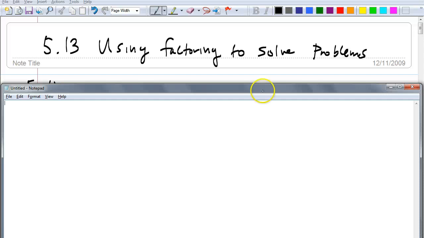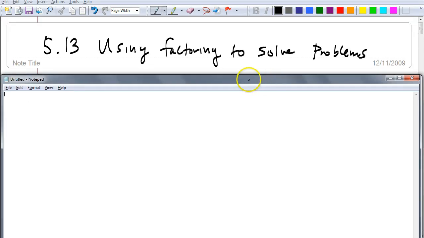Okay, so we're on 5.13, the last section of the whole chapter. It's been a long chapter, but 5.13 is about using factoring to solve problems. We kind of did that last time, didn't we? But today, guess what? We're going to give you some word problems.